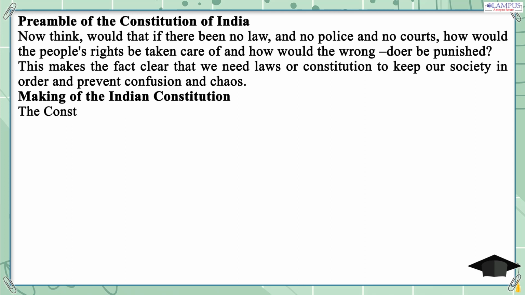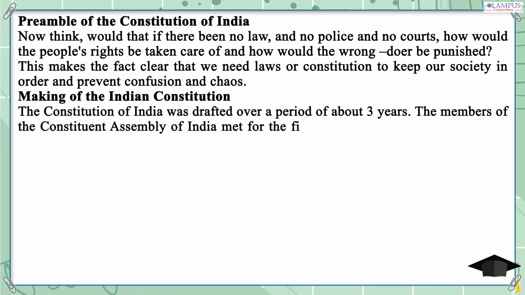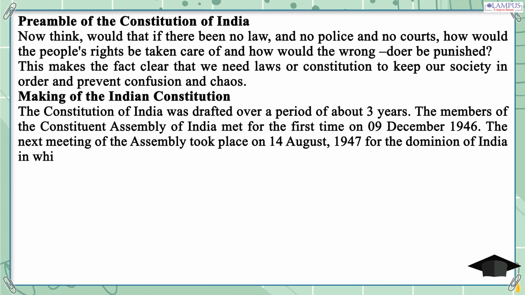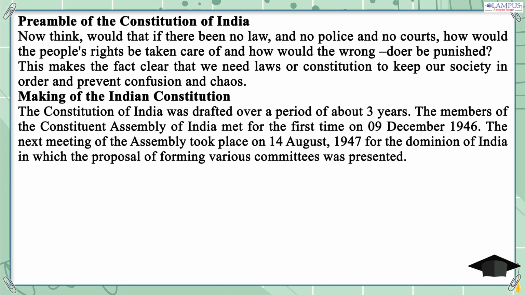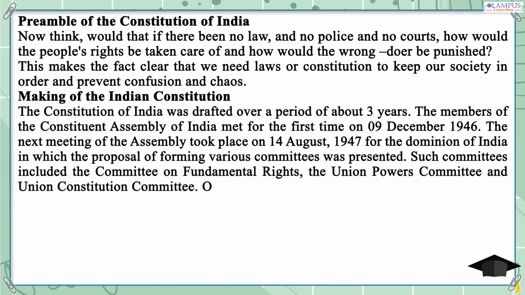The Constitution of India was drafted over a period of about 3 years. The members of the Constituent Assembly of India met for the first time on the 9th of December 1946. The next meeting of the Assembly took place on the 14th of August 1947 for the Dominion of India, in which the proposal of forming various committees was presented. Such committees included the Committee on Fundamental Rights, the Union Powers Committee and Union Constitution Committee.